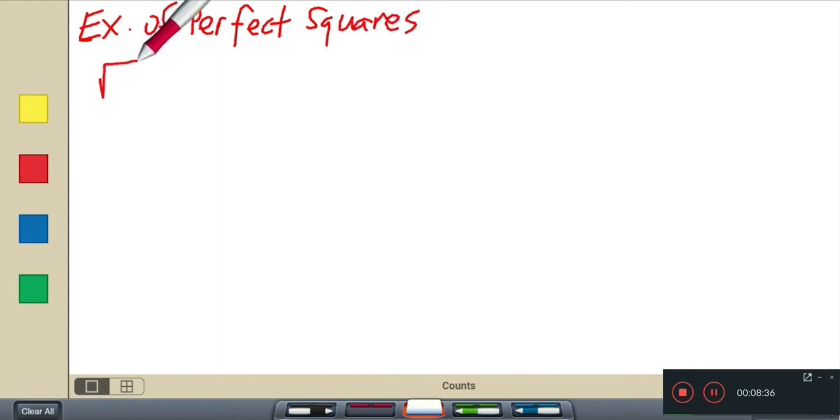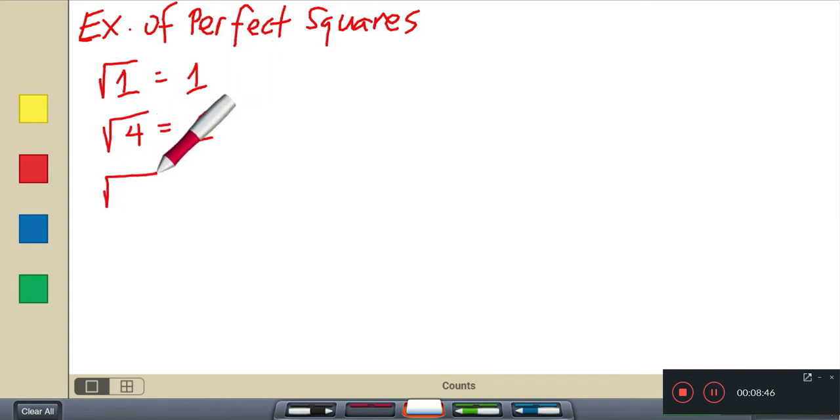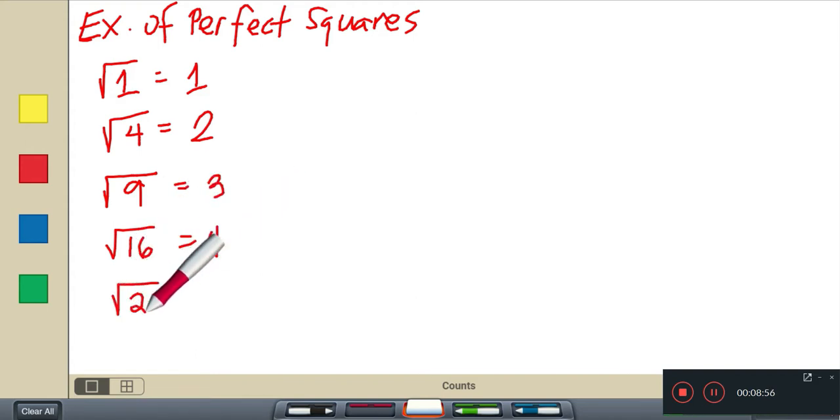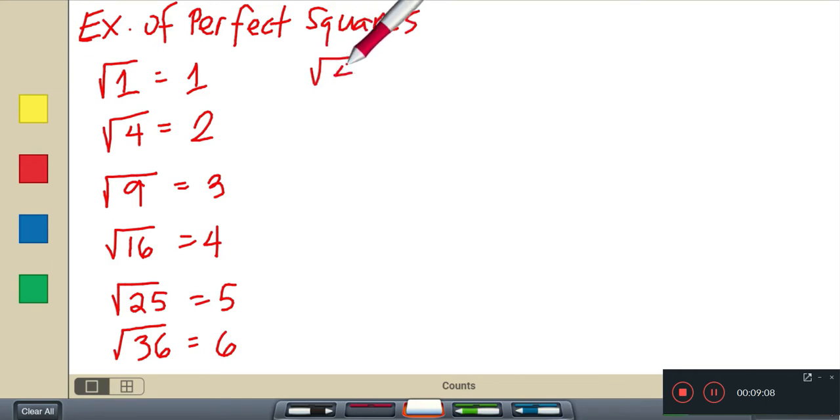Perfect squares will be square root of what? Square root of 1 equals 1. Square root of 4 equals 2. Square root of 9 is 3. Square root of 16 is 4. Square root of 25 is 5. And you can go further. Square root of 36 equals 6. Square root of 49 equals 7.